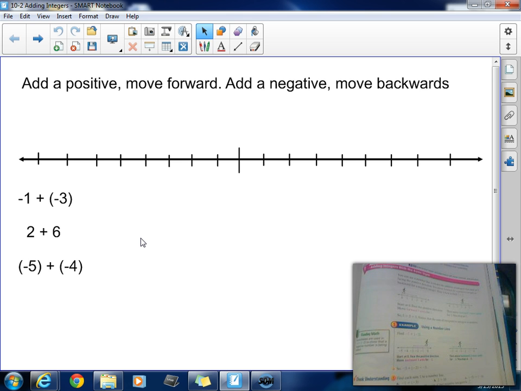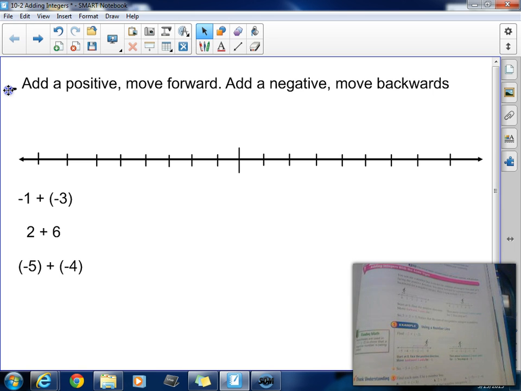Now I want to start out tonight by thinking about this statement. You see the statement here on the board: add a positive, move forward; add a negative, move backward. So the big idea when we talk about adding integers is whenever you add a positive, you move forward on the number line, and whenever you add a negative, you move backwards on the number line. You can see here on page 497 basically what I just said. So this is a good example right there.